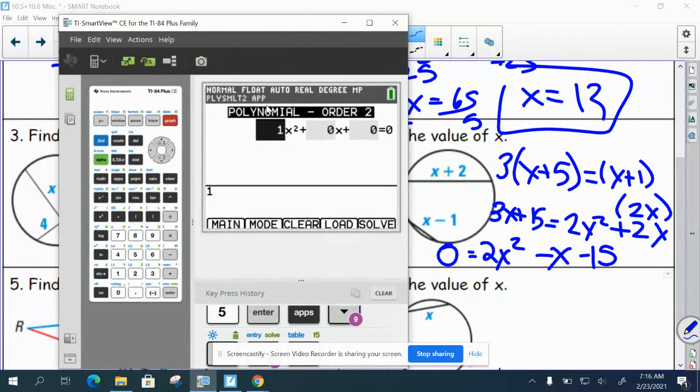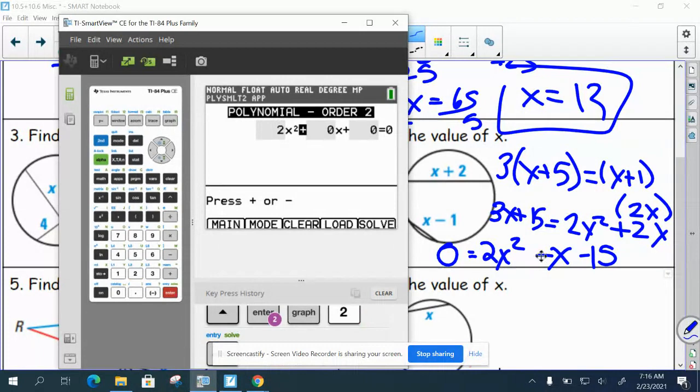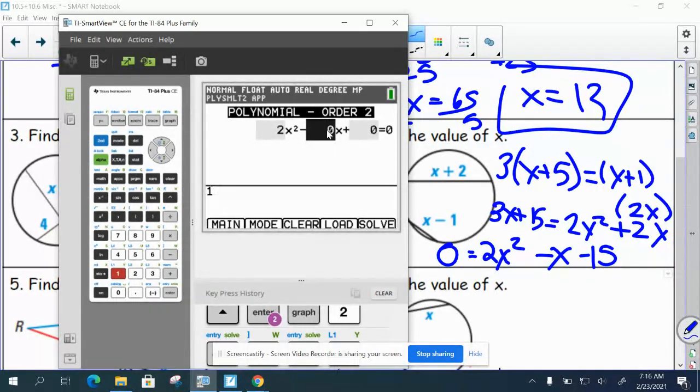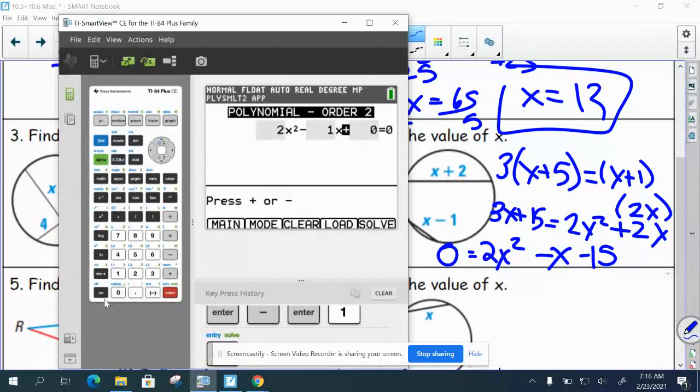So the coefficient here is 2. So I'm going to press 2, enter, and then this is a minus sign. And then that's just 1. We don't want to leave it as 0 because that would mean that there is no x term, but it's 1 in this case. This is a minus. This is 15. And then we're going to click solve.